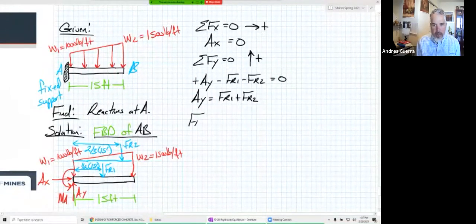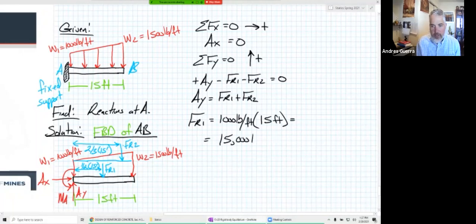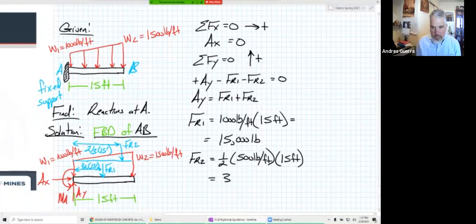Oh, and it looks like we haven't figured out FR1 and FR2. FR1 is going to be the area of the rectangle, which would be 1,000 pounds per foot times that total 15-foot distance, which gives us 15,000 pounds. FR2 is going to be the area of the triangle, 1/2 times the height of the triangle, which is only 500 pounds per foot, times 15 feet. This is going to give us 3,750 pounds. So now we can solve for AY. AY is going to be equal to 18,750 pounds.